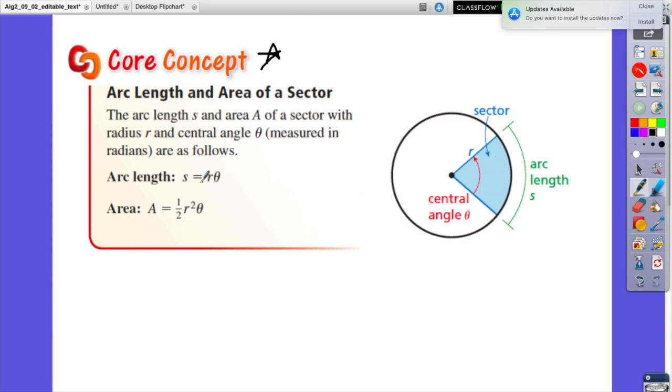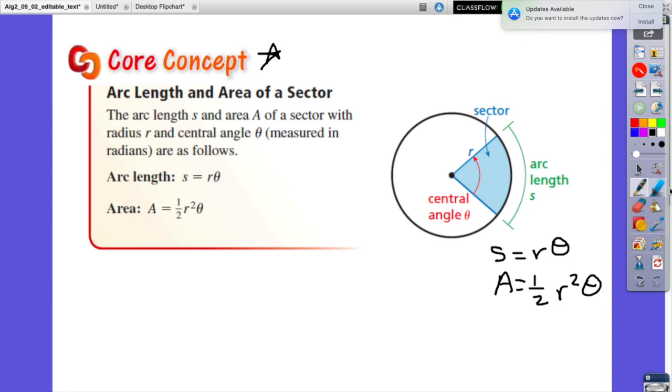All right, so here are the two formulas. The arc length, which is S, it's right here, is equal to the radius times the central angle, which is theta. Okay, so right here, the arc length equals the radius times the central angle. And to find the area of my sector here, it's going to be half the radius squared, again, times the central angle. So make sure that you copy that down. We're going to move on.